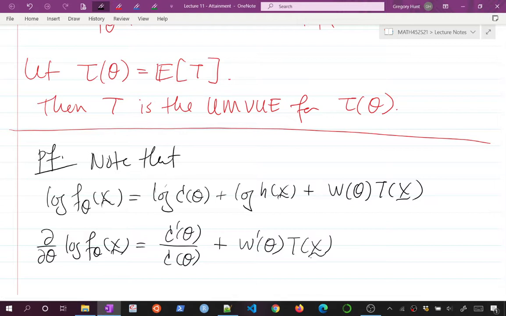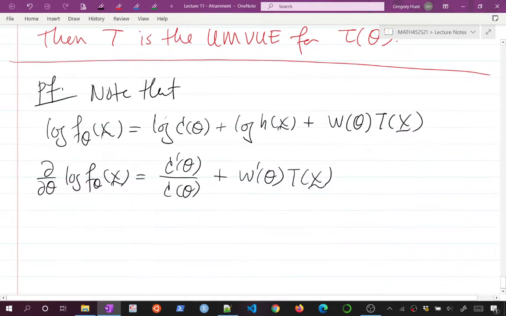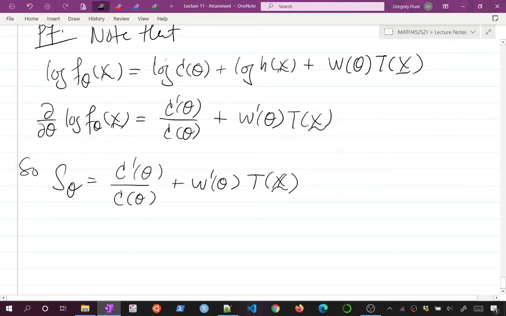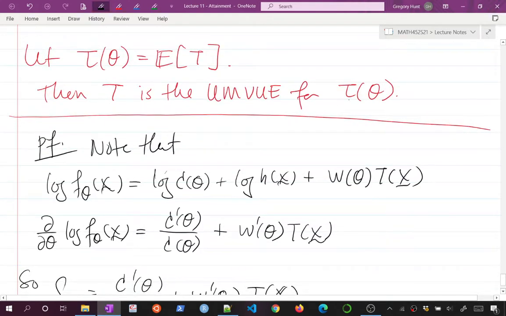So this thing is basically my score, right? Of course, really for a score, this x has to be treated as random. So my score is basically c prime of theta over c of theta plus w prime of theta times t of x, all right? Something like that. And so this is looking kind of promising. What do I want to do? I want to write this as something times T, right? I want to show that T is the UMVUE for tau of theta.